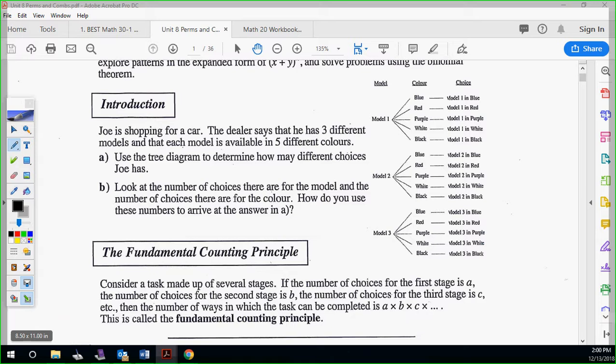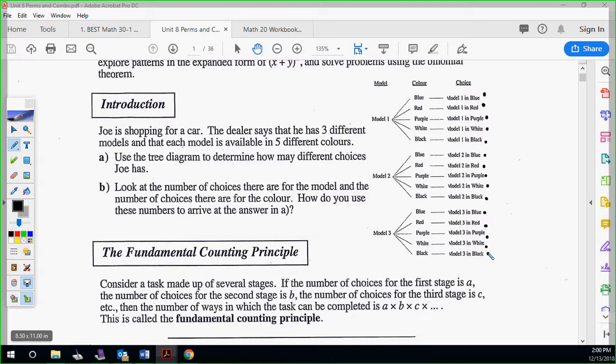So model 1 can be these 5 colors. So it's a model 1 blue, model 1 red, model 2, model 3. Yeah, well, you will go 5 times 3, but simply from the tree diagram, you'd count the end branches, right? You count all these, which is the 15. Okay? And so there's 15 options for the car, which is correct.